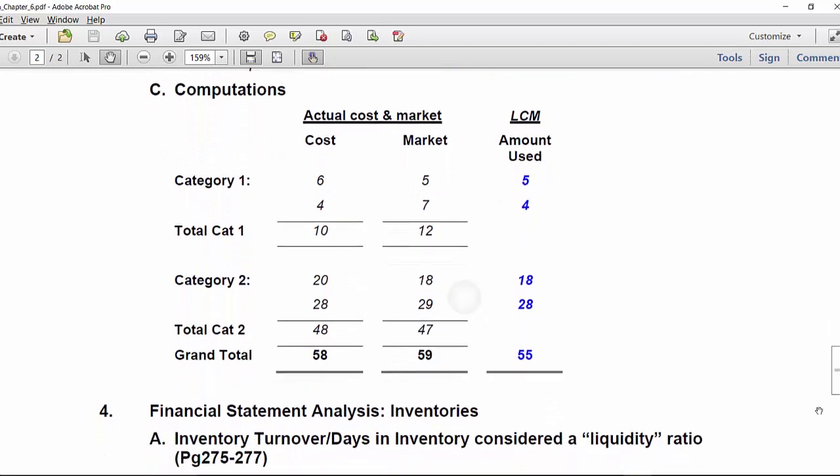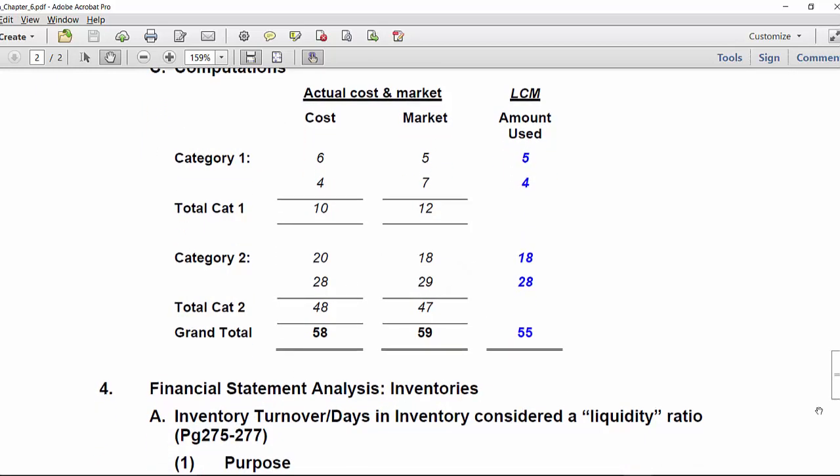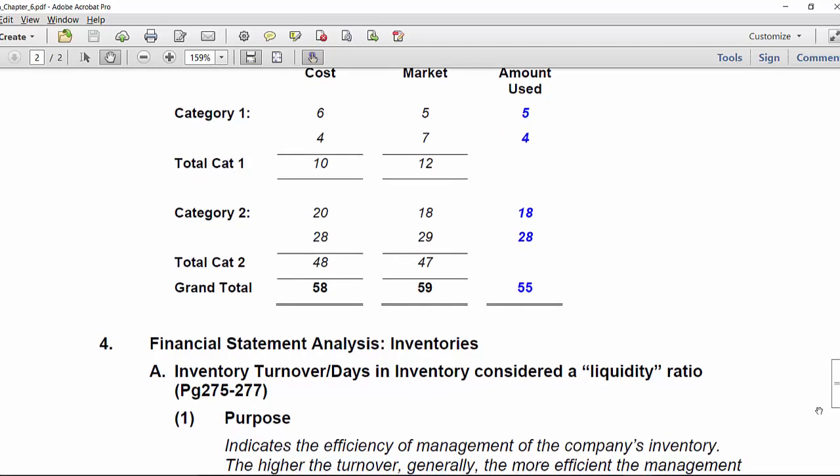Last thing, when we're looking at our inventory, we can do some financial statement analysis to take a look at the health or the efficiency with which we handle our inventory. And one of those things is called inventory turnover, or days in inventory. They're two super related measurements or metrics. Now that's what's considered a liquidity ratio. That means it looks at our ability to generate cash quickly. How? By selling it.